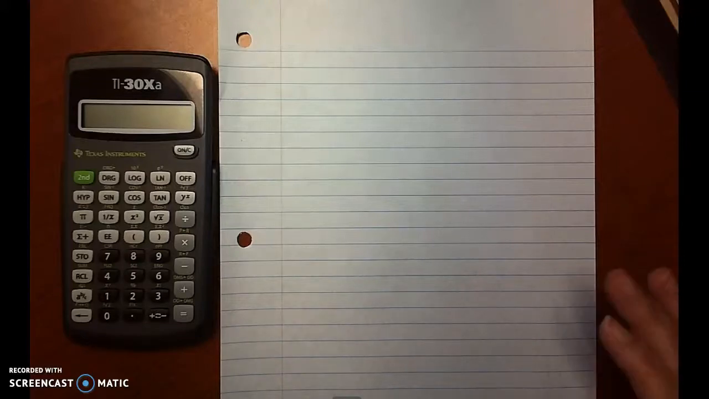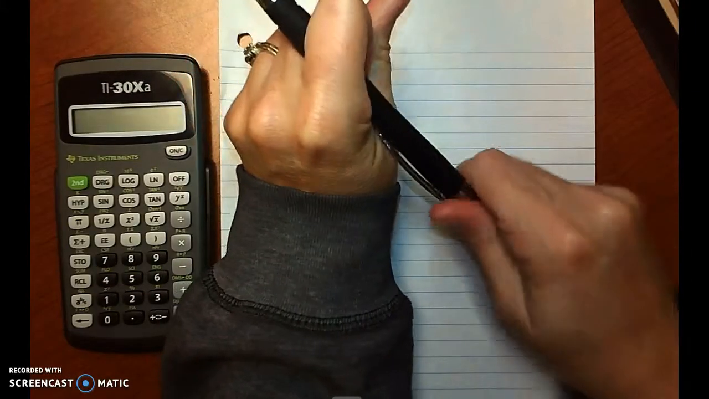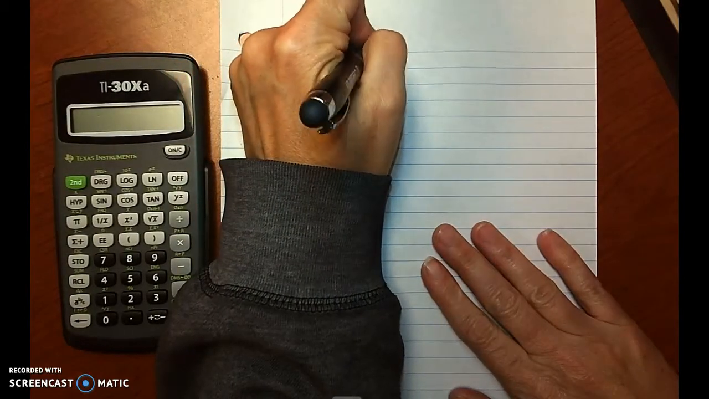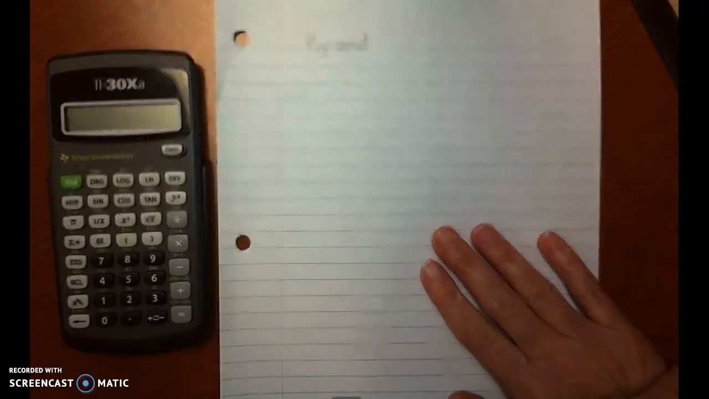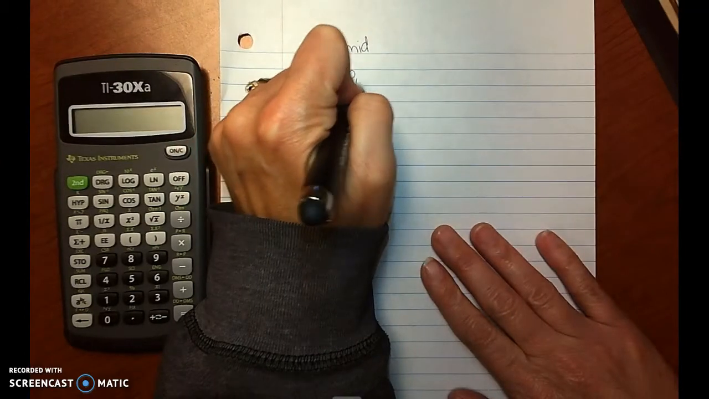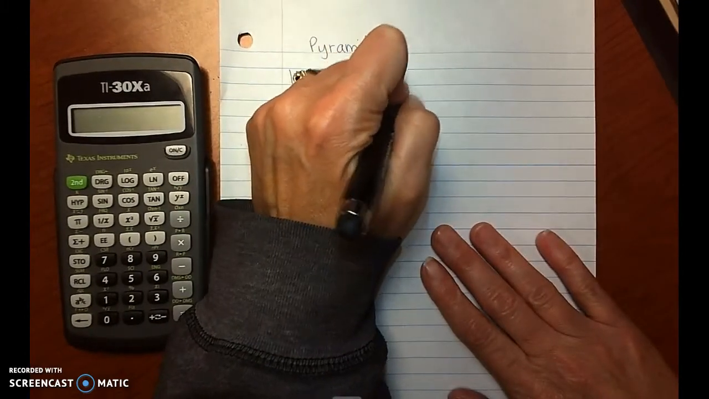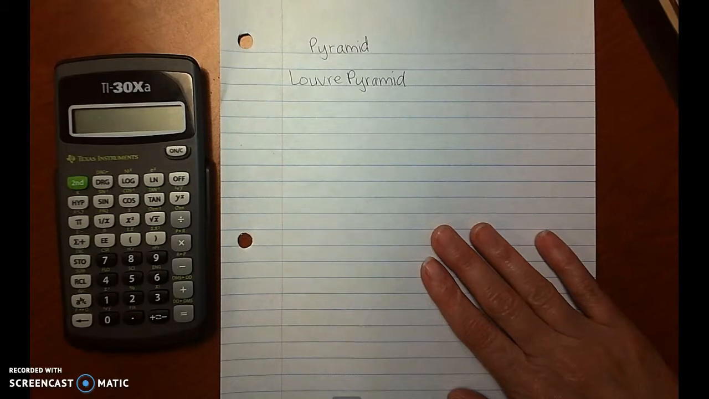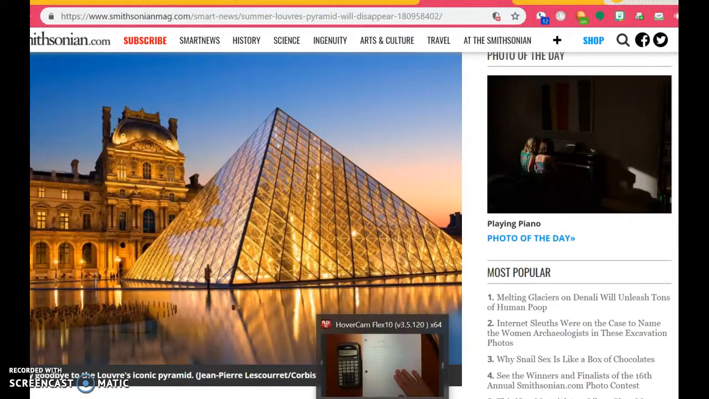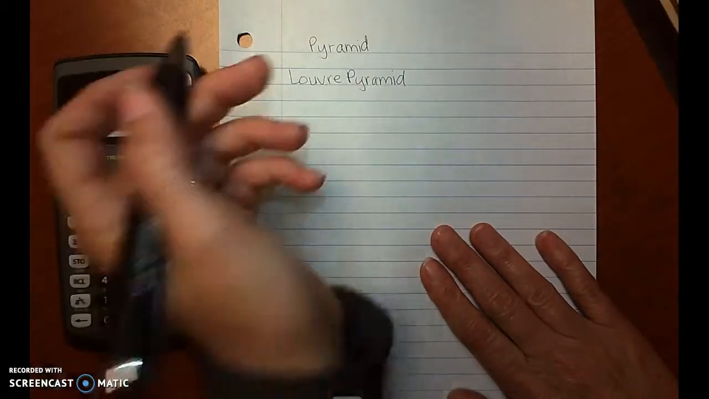Okay, so I'm going to do a real-world example of a pyramid. And as a student, you're going to need to do 3 pyramids. I'm going to demonstrate the Louvre pyramid. That's at a museum in France. I'm going to switch screens here momentarily so you can see a picture of it. That is the real-world example pyramid that I'm going to be demonstrating. I do not have an actual pyramid, so that one will be the one we do.